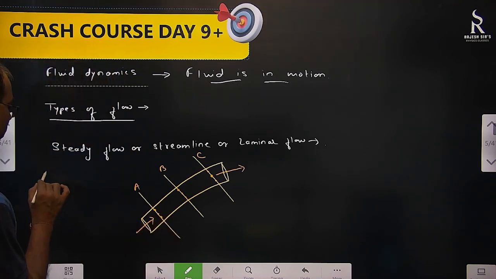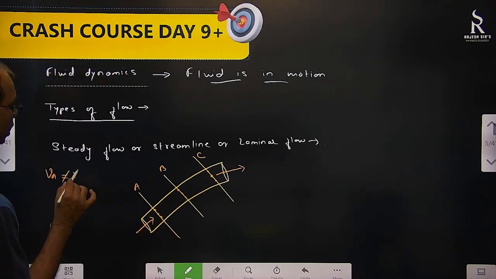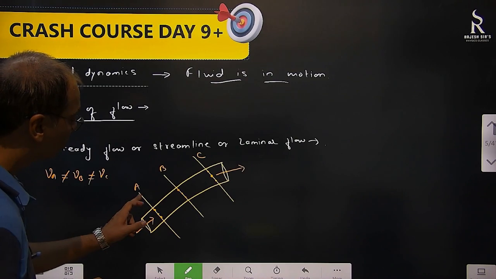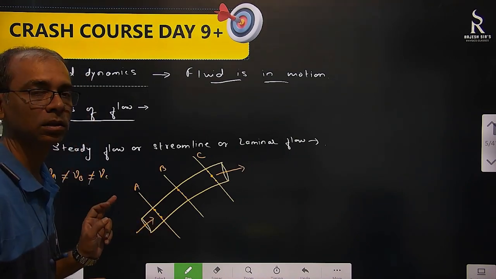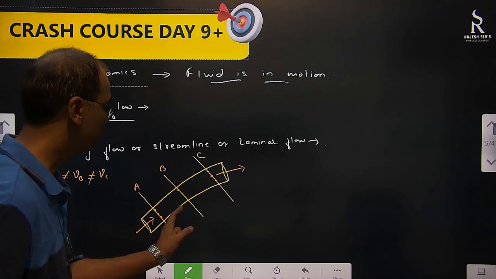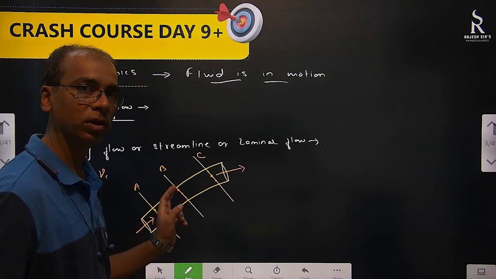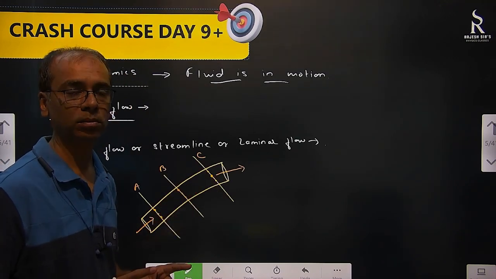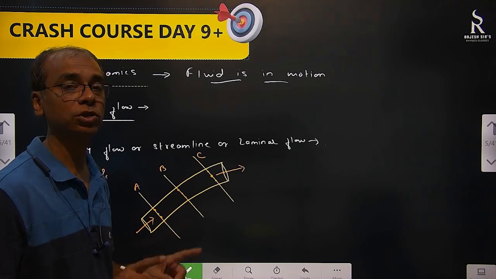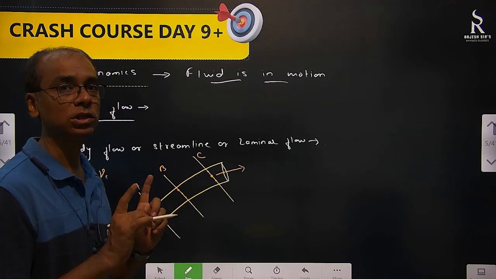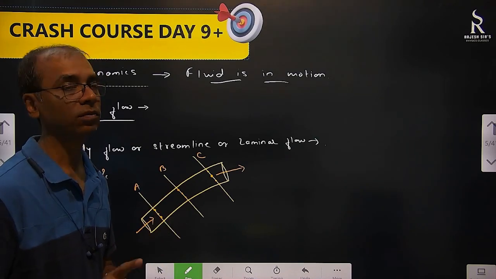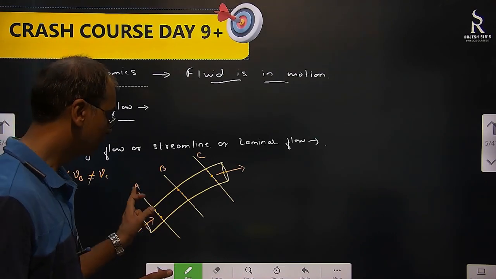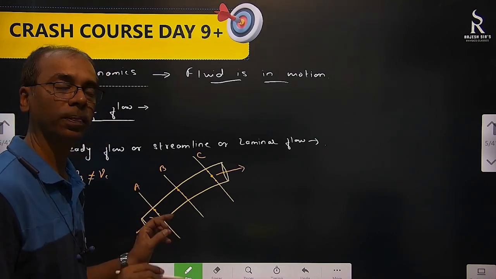No, I am not saying that. I am not saying VA equal to VB equal to VC. But what I am saying is, whichever particle is reaching at A, their velocity will be same. Whichever particle is reaching at B, their velocity will be same. Here also velocity will be same. That means with time, the velocity of particles which are reaching at A, at B, and at C will be constant. This is not equal, but whatever the velocity is here, that is constant.